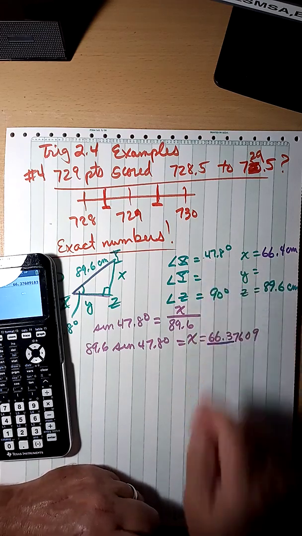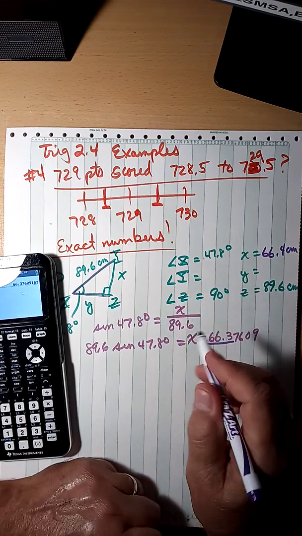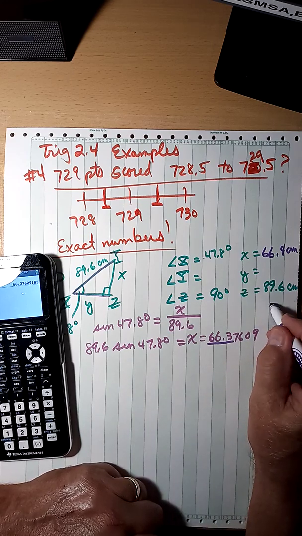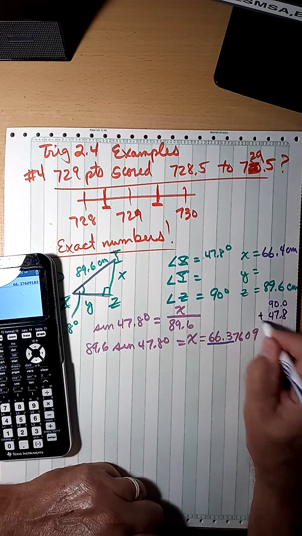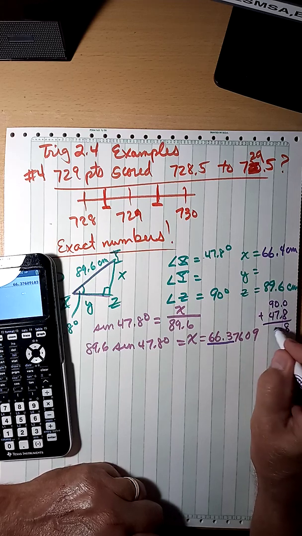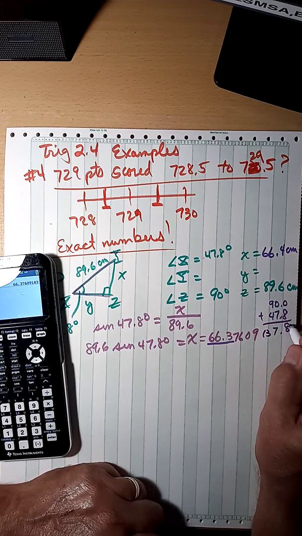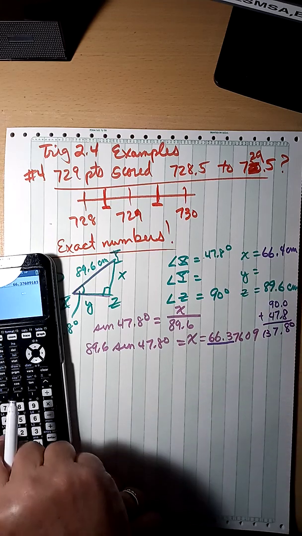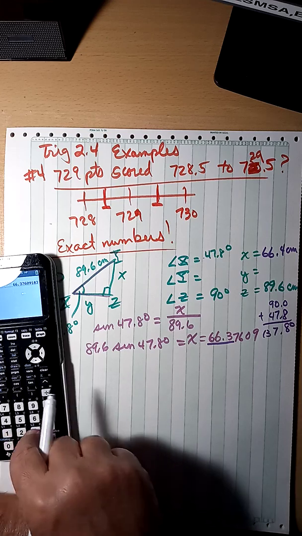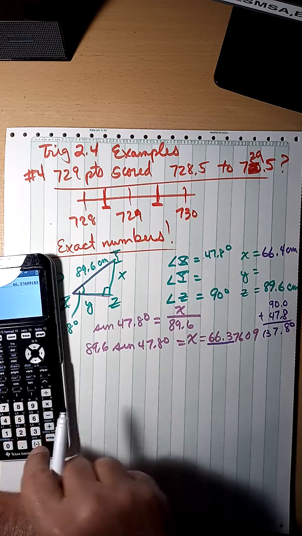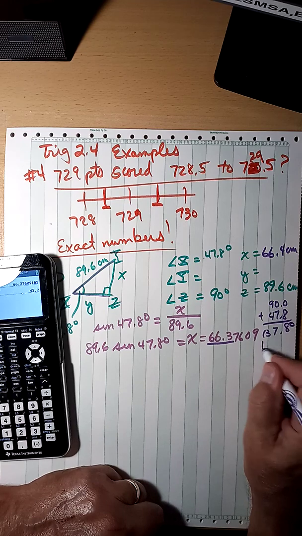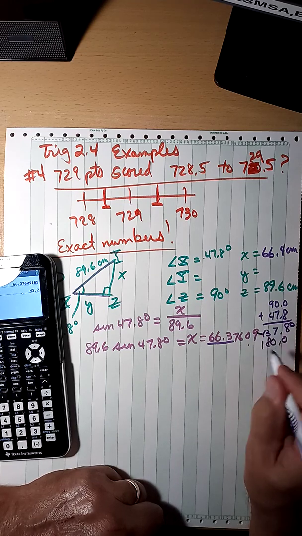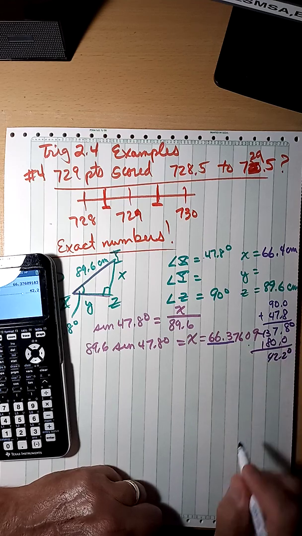How do we find that angle y? Well, we know that 90 and 47.8 add up to 137.8, and 180 minus 137.8 gives you 42.2 degrees.